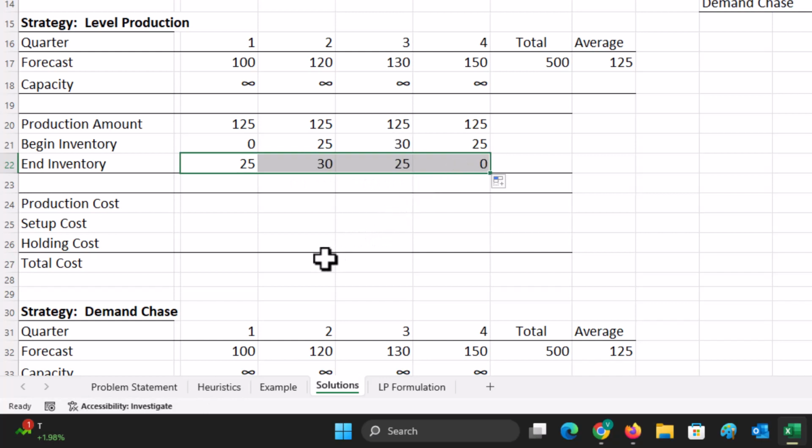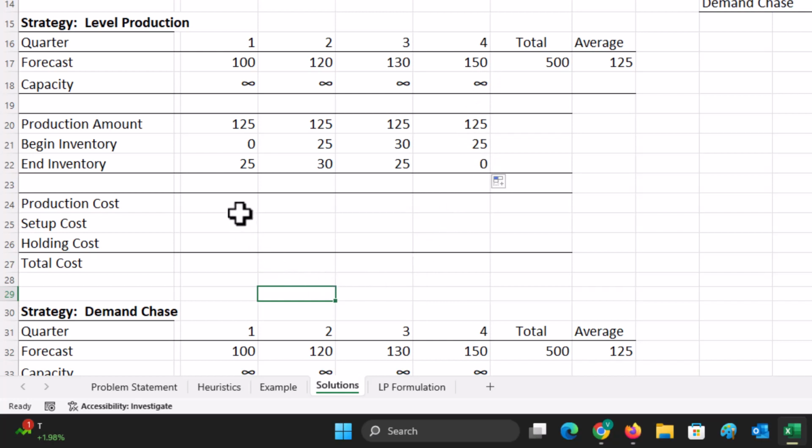and you can see that for the level production we produce 125 units in the first period. We are left with the end inventory of 25 plus the production of 125 in the second period is 150. Our usage was just 120, or the demand was 120, so we end up with 30 units. 30 units plus 125 is 155, and the demand is 135, so we end with 25 units at the end of the third period, and 25 plus 125 is 150, which is our demand forecast for the fourth period. So the end inventory is 0.